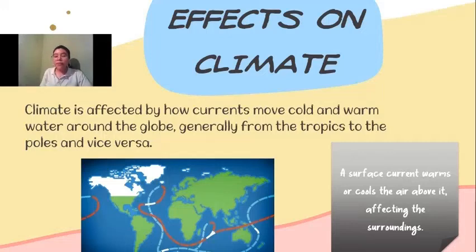So for example, if a cold current reaches a place, this climate is going to be colder. But if a hot current or a warm current reaches a place in the world, it's going to release hot or warm air. A surface current warms or cools the air above it, affecting the surroundings, as I told you previously. When it reaches some places, depending on if it's cold or warm, that place is going to be colder or warmer.